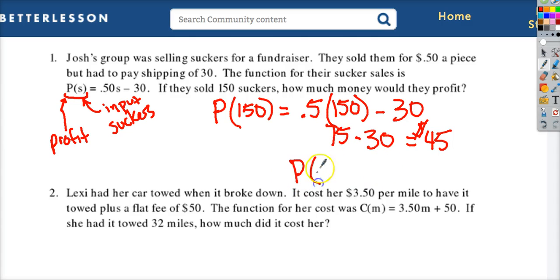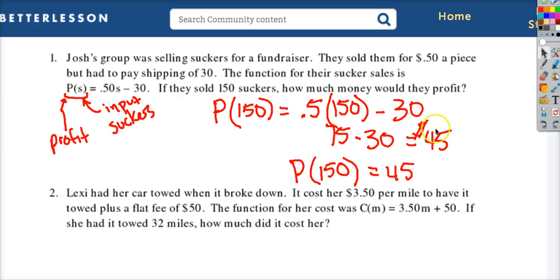So if I write P of 150 equals 45, what does that mean? It's going to ask you that in one of the practices. What does this mean? P of 150 equals 45. Yeah, that's a lot of numbers. I want context. There's context here. Profit of selling 150 suckers is $45. That's what it means. That's the point of context. The profit of 150 suckers is $45.